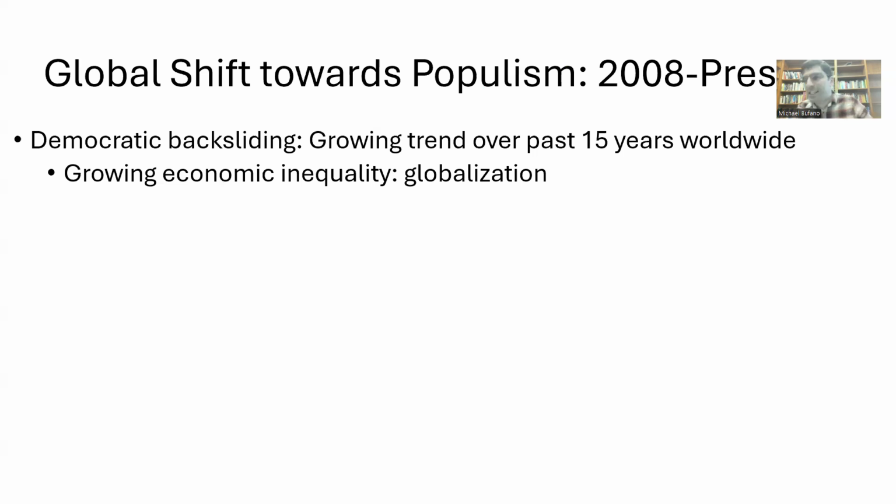Okay. Now, why is this the case? Why is it that we're seeing this trend across the globe? Well, part of it has to do with globalization and growing economic inequality. There's a lot of good things about globalization. There's a lot of good things about free trade, right? It leads to more peace between countries. It's led to more economic growth.